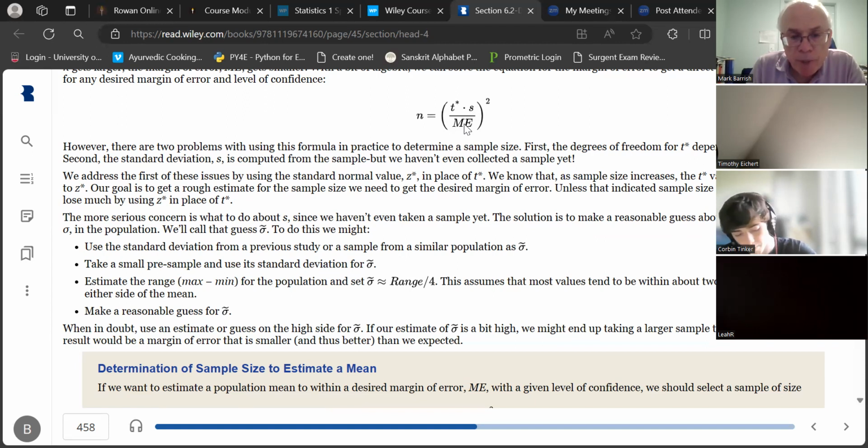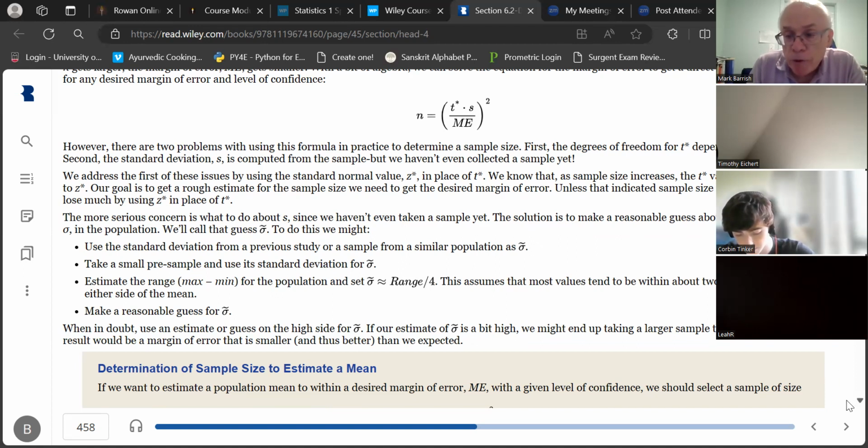Something will be given to you about the margin of error. Simply multiply the critical value times the standard deviation in the numerator, divide that by the margin of error, and then square the result. And that should give you the answer. All right? And then, of course, when you get your answer and it has a decimal, no matter how small the decimal is, round up to the next whole number, and that will give you your minimum sample size. And that's how to do this type of problem.